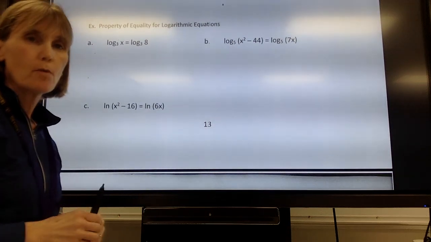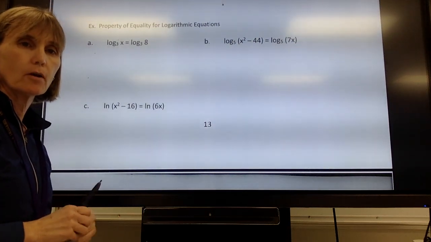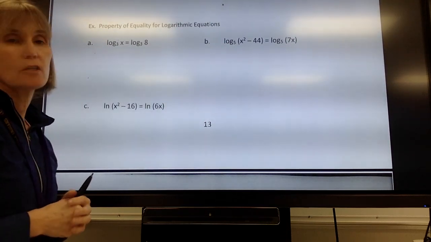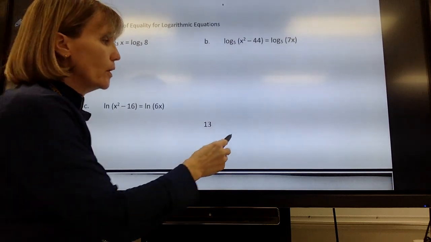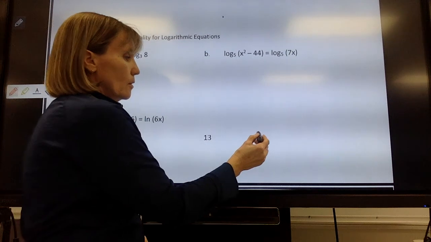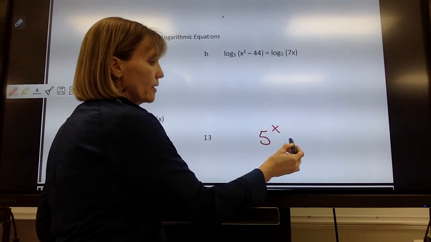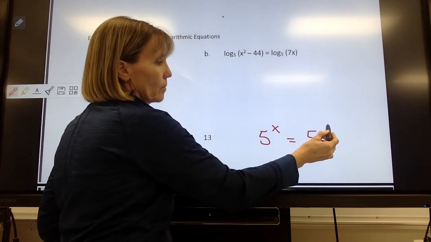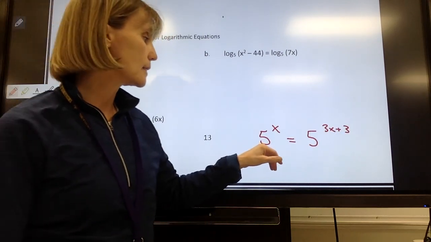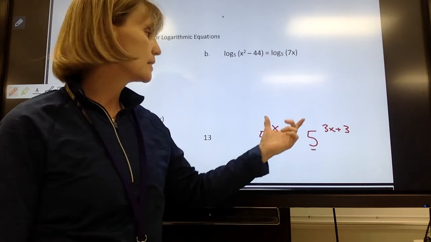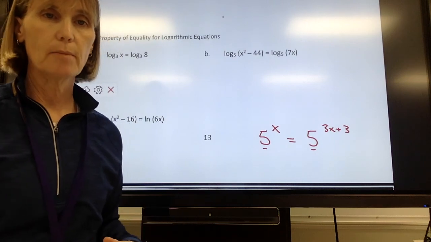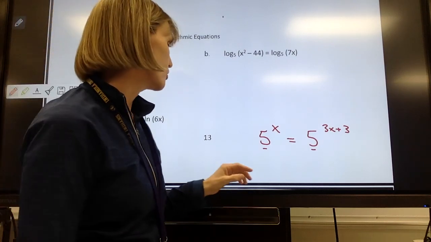Quick in Algebra 2 today, what we covered was how to solve a logarithmic equation. Very similar to the other day when we had an exponential equation, something that had an exponent like this. When we had a common base, we could simply take the exponents and set them equal to each other and solve the equation. That's what we did with exponential equations.